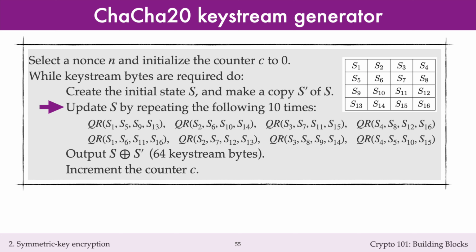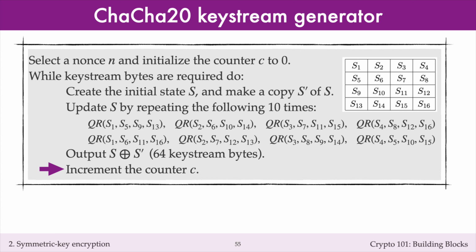So after executing the quarter round function 8 times, the bits of the 16 words of S are mixed together in a quite complicated and non-linear fashion. This is repeated 10 times. After this is done, S and S prime are XORed together and outputted as 64 keystream bytes. Alice then increments the counter C and repeats the keystream generation algorithm to generate the next block of 64 keystream bytes to encrypt the next 64 plaintext bytes.